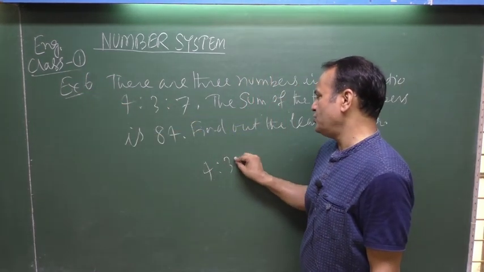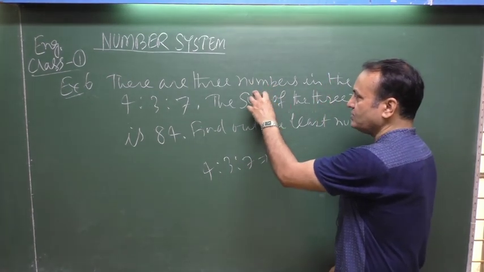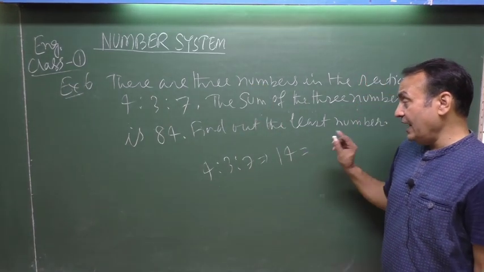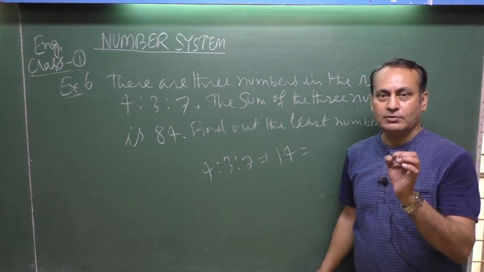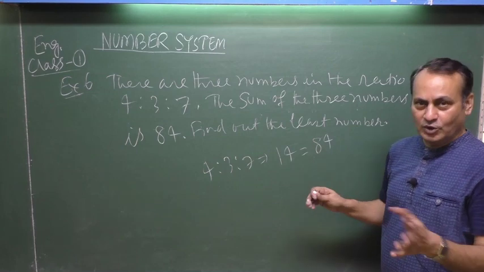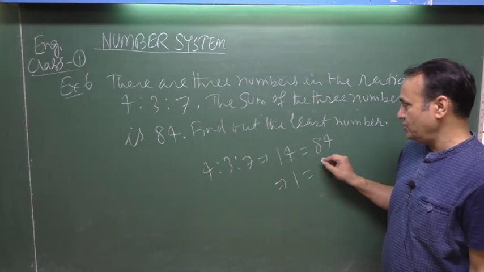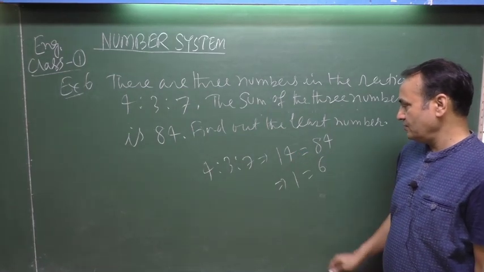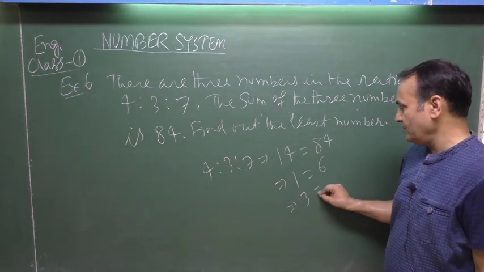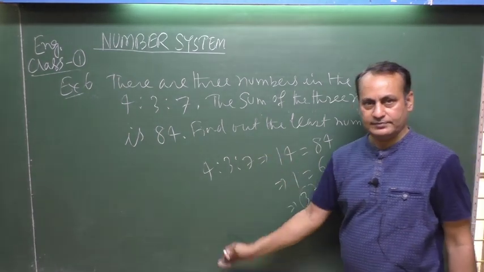Three numbers are in the ratio. The question directs you to add all the numbers, that means sum total 4, 3, 7, that is 14, and this is the sum total according to you, but in fact the sum total is 84 according to the question. Both must be equal. 1 unit equals 6. Find out the least number. Least number means 3 units. 3 units equal 18. This is your answer. Note down.